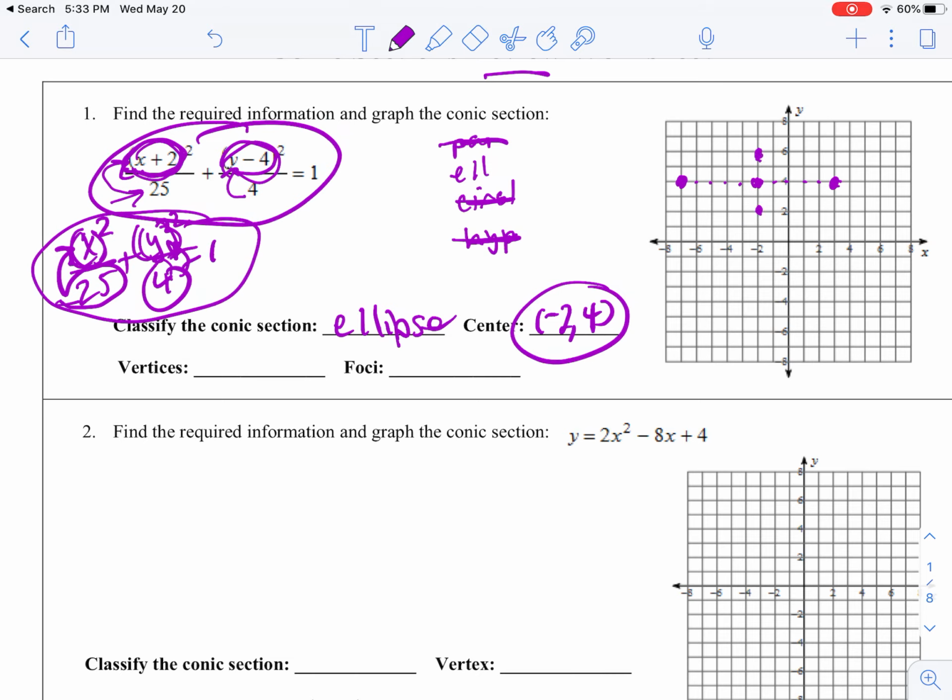A lot of teachers and sites teach you to fill in all these blanks before you do the graph, but for me it's a lot easier and more intuitive to graph it and then fill in the blanks, because I know what I just did.